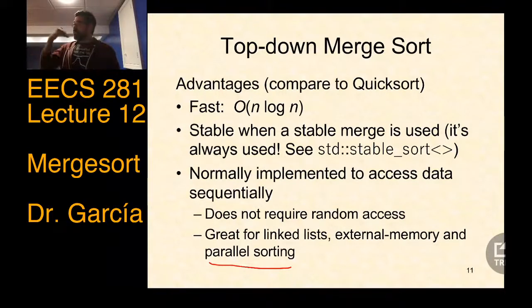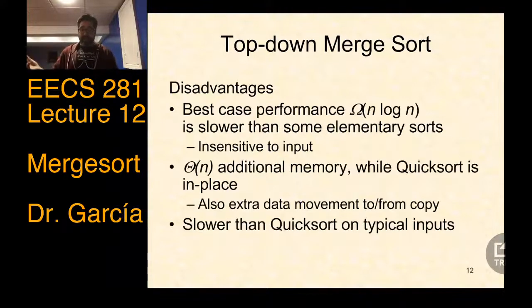But of course, the topic of conversation has been that extra memory. That's one of its downsides. It's linear in the amount of additional memory that it uses. Quicksort, from the last lecture, is actually in place. Merge sort, even in the best case, is quite a bit slower, even more than elementary sorts.